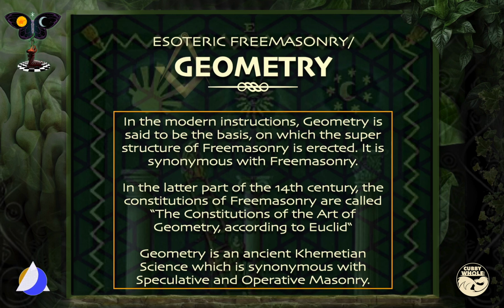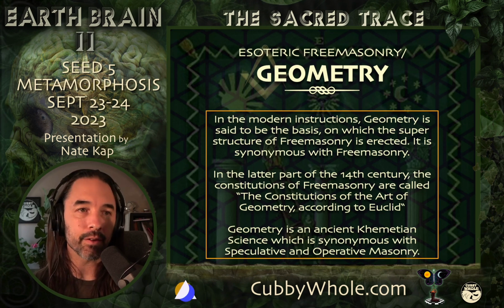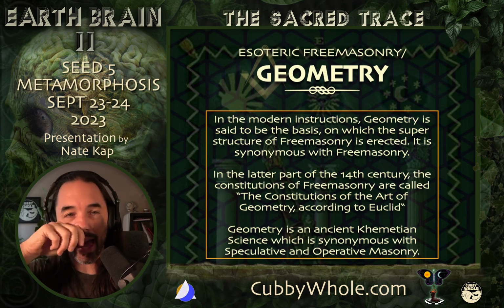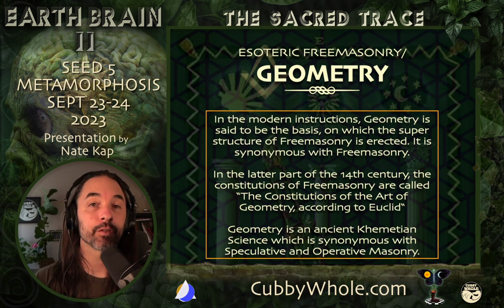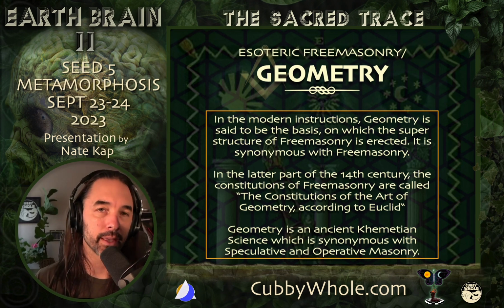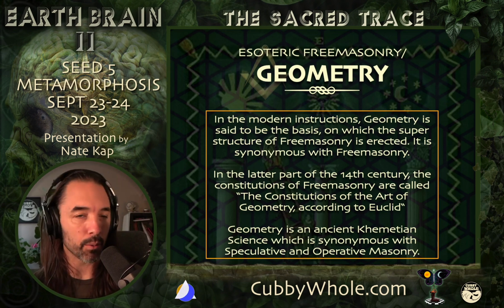Okay, so geometry is an ancient Cometian science, and Cometian is Kemet. Cometian means Egyptian. It's an Egyptian science which is synonymous with speculative and operative masonry. Okay, so it's interlaced in everything. It's about understanding the esoteric geometry and the exoteric geometry. Those are synonymous with esoteric Freemasonry and exoteric Freemasonry. Okay, so I want to make that very clear.